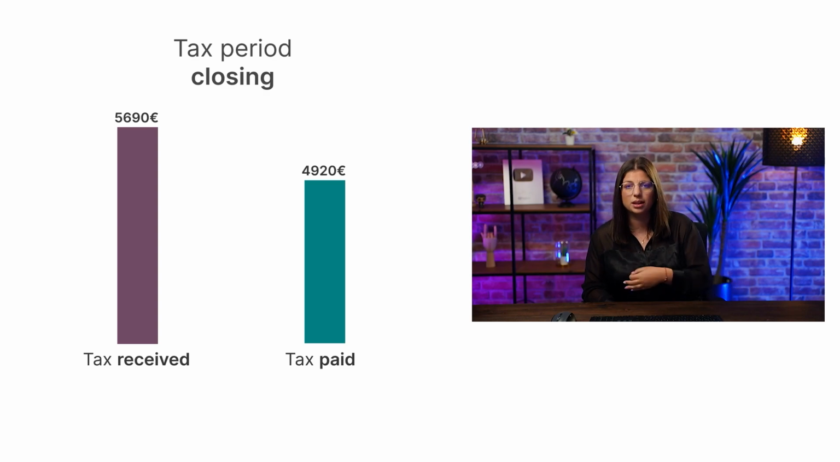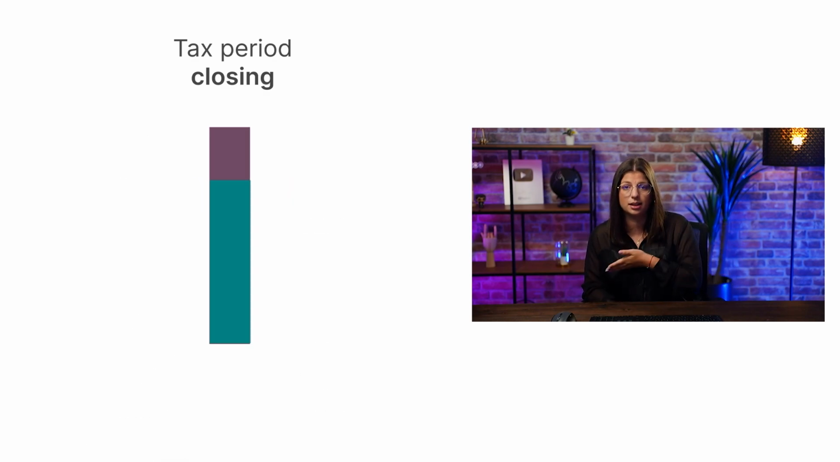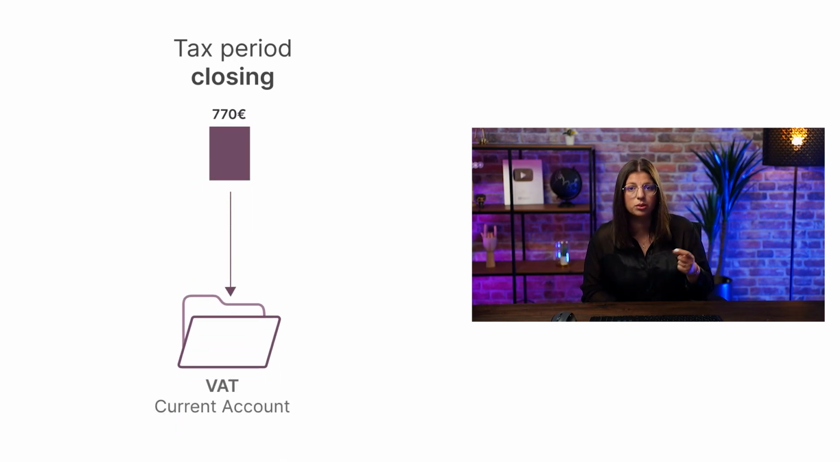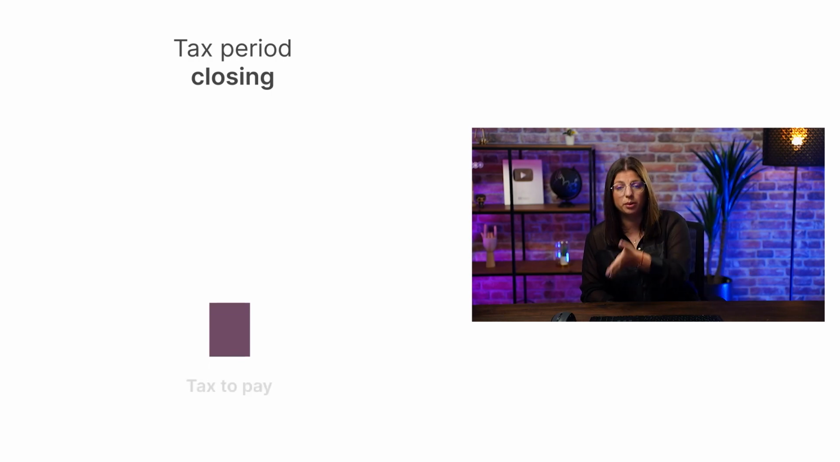With this done, we can now calculate our taxes by simply doing the sum of the taxes received and the taxes paid, and the remaining amount will go to the VAT current account. If it's positive, we have to pay back this amount to the government, and if it's negative, then we can claim it. Now that we understand how this works, let's see it from within Odoo.